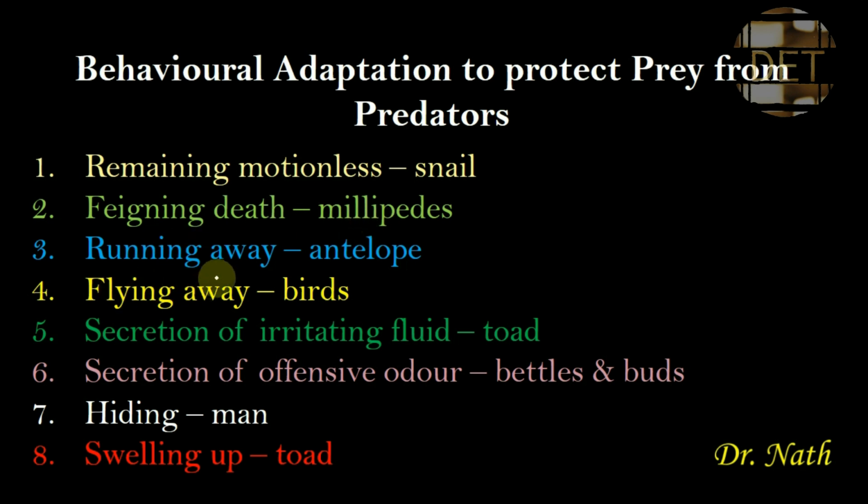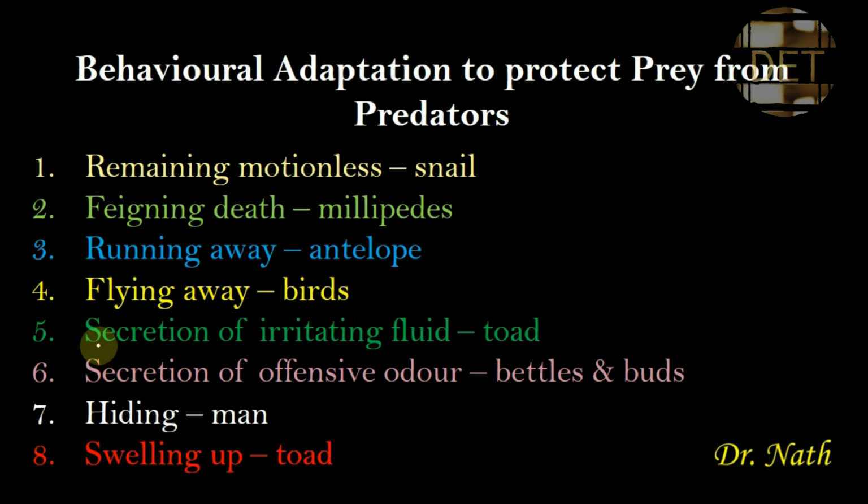Then number three, we have running away, and this is seen in organisms like antelope. If an antelope sees a lion, it will immediately run away, or if it sees a human being, it will immediately run away. It is an adaptation that helps it to protect itself from organisms that will devour it. Then we have flying away. If a bird comes in contact with a man, it will fly away. That is an adaptation that helps to protect it from predators.